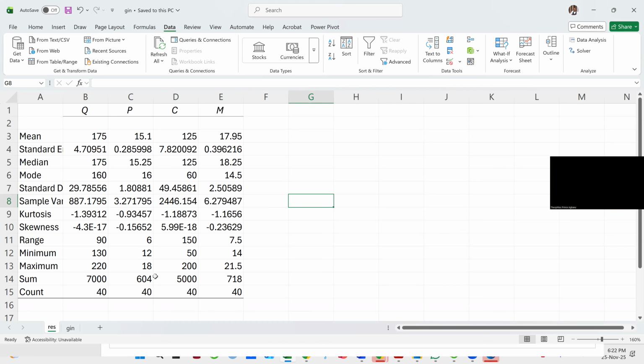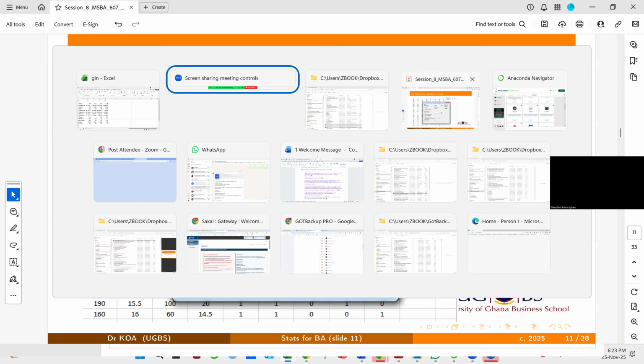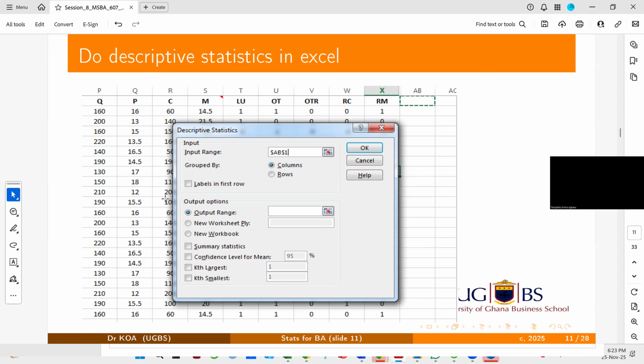Now, who can tell me why you didn't do the descriptive statistics for the categorical variables? Because they are dummies and you don't need them. They are meaningless. When we come to Python, you get it better, but they are meaningless. So that's how you do descriptive statistics, which we just did.